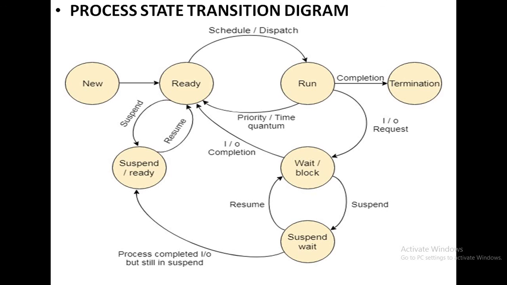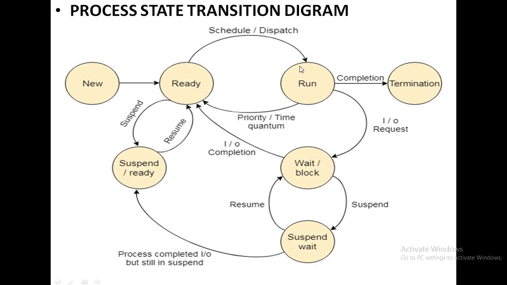So, this is all about the process state transition diagram. First, the new process enters into the ready state, and from the ready state one schedule is prepared, having different types of processes. The operating system selects processes one by one from this schedule and gives them to the processor for execution.